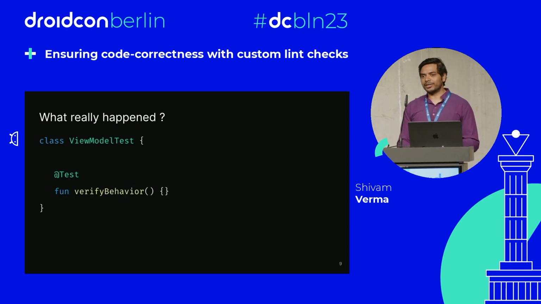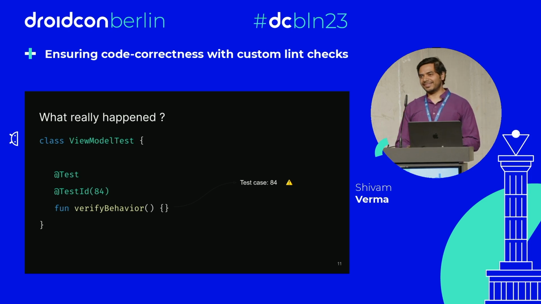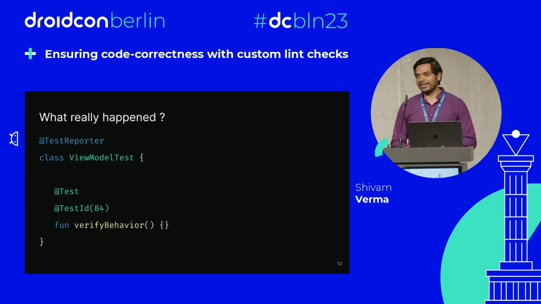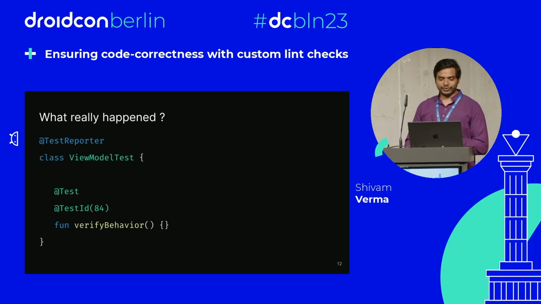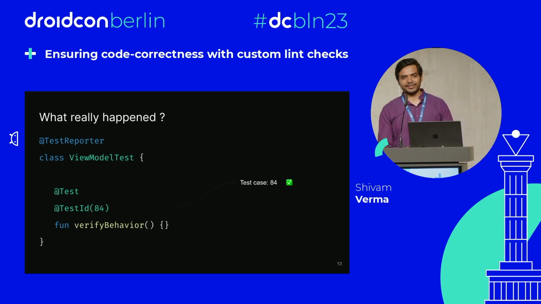So one day I thought, let me write a view model test. I will add this test ID to this view model test in the hopes that it will be reported. But this test was not getting reported to our test reporting tool. After digging in for a couple of days, asking around on Slack channels and Google Chat, and looking through documentation, I found that when you want to report tests from your unit tests, you need to add this test reporter annotation to the class. If you look here, there's an add test reporter annotation on the view model test. Once I did that, my test passed, and whenever it passes, it is successfully reported to our test reporting tool.